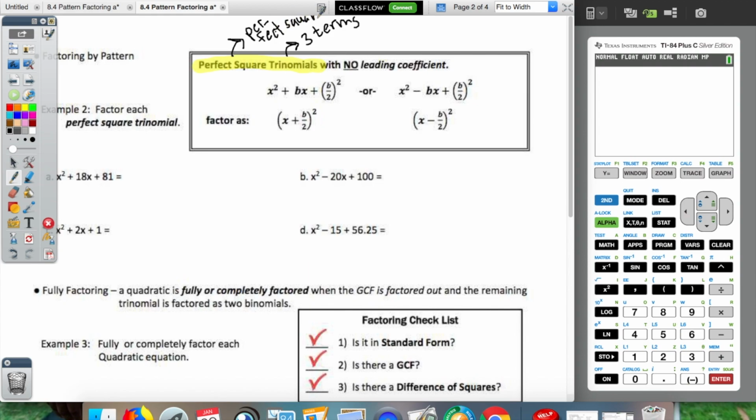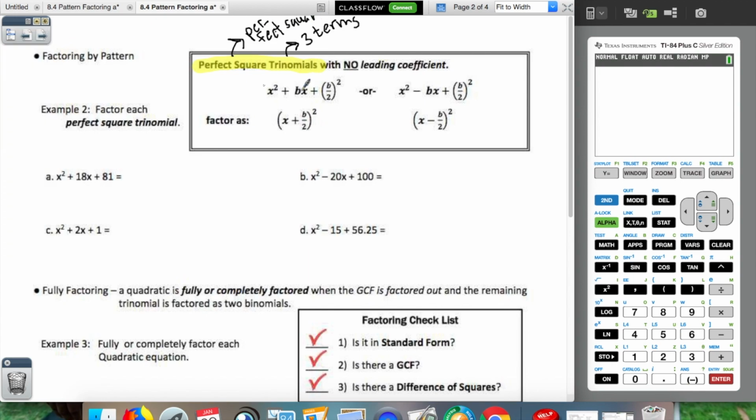Alright, y'all get the gist. Perfect squares. So those are kind of the 2 things it'll need to have. But one other important thing is that it has no leading coefficient. That just means a is going to be equal to 1. So what this is saying is that x squared plus bx plus b over 2 squared. We're just saying that c is going to be half of b, squared. And the same thing goes for x squared minus bx plus b over 2 squared. It'll still be c is half of b squared.